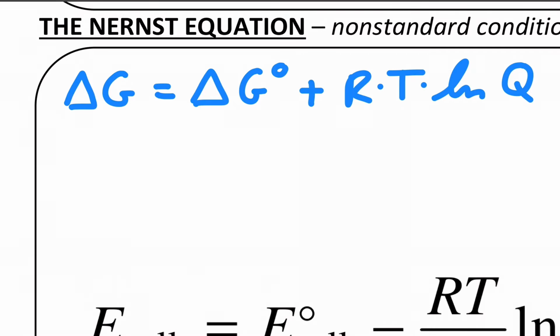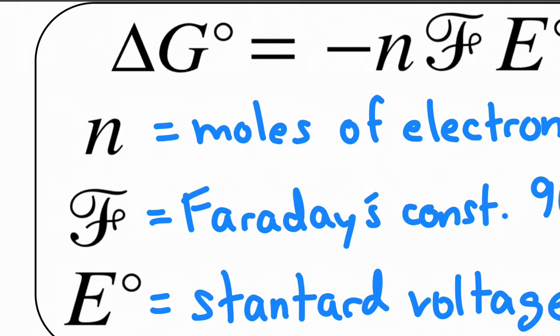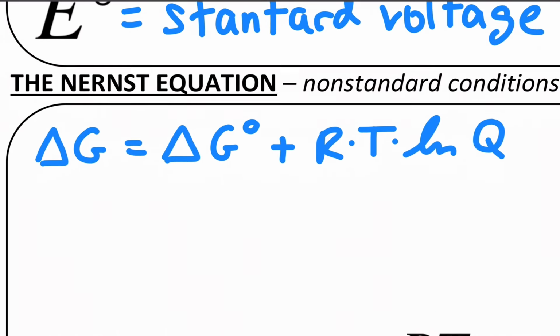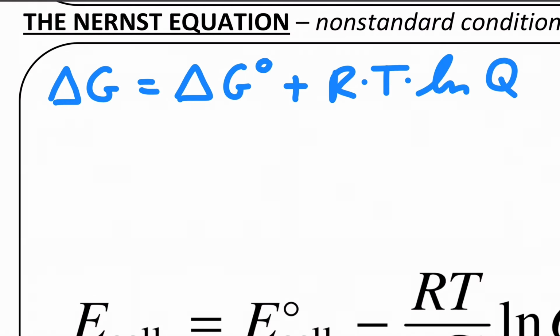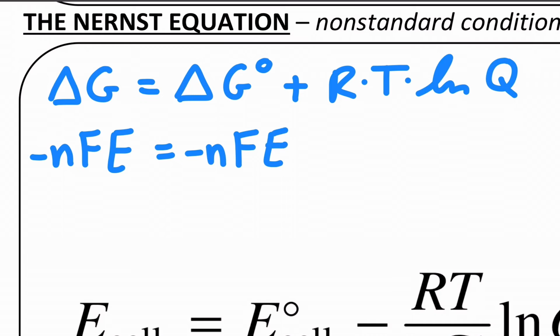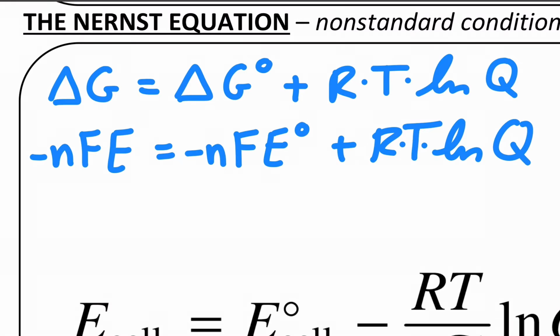And if we take our new equation from today, negative nFE, and substitute that for each of these delta G's, we get on the left-hand side negative nFE, non-standard, is equal to negative nFE standard plus RT ln Q.